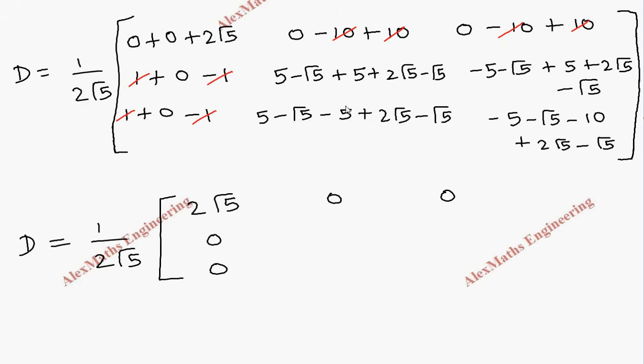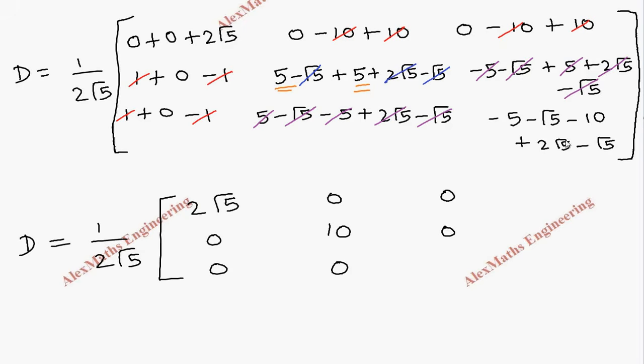Then coming to the middle element, this 5 and 5 we can add together, and these two elements will get cancelled. 2 root 5 and these two combine minus 2 root 5. So totally we get only 5 plus 5, 10. And coming to this, minus 5 plus 5 we can cancel, and minus root 5 minus root 5 is minus 2 root 5, which we can cancel, plus 2 root 5. In the same way, plus 5 minus 5 can cancel, 2 root 5 and minus 2 root 5 we can cancel. So totally this is 0, this is 0.